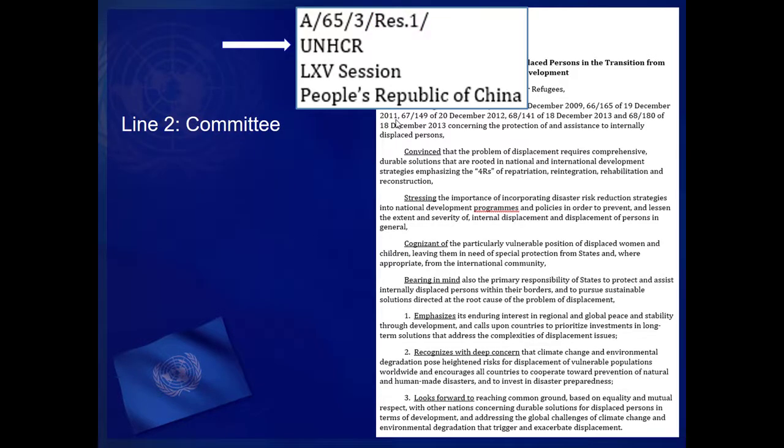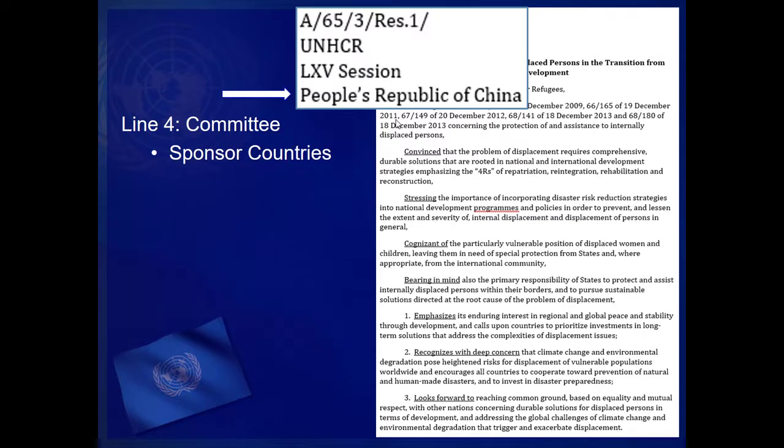The second line lists the name of your committee. So if you're in Second Committee of the General Assembly, this line would read Second Committee. In our sample resolution, we're addressing the resolution to the United Nations High Commissioner for Refugees, or UNHCR. On the third line, the current annual session in Roman numerals. This resolution is from the 65th session, so it's listed as LXV session, with Roman numerals LXV corresponding to 65.